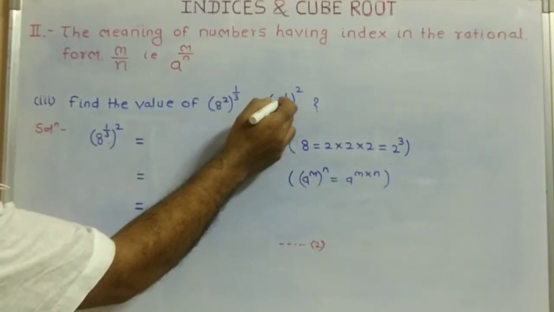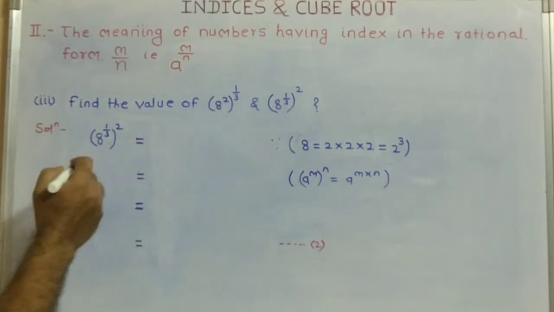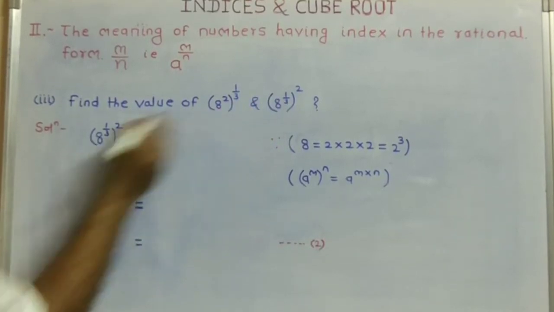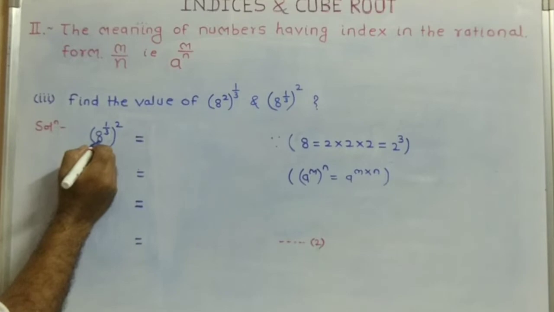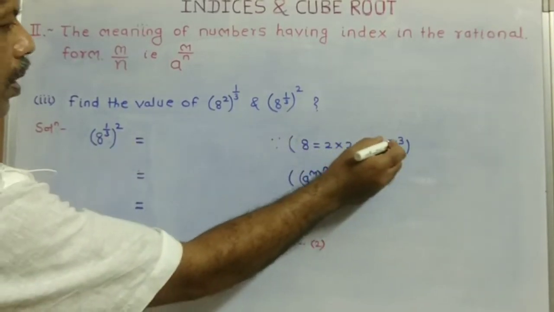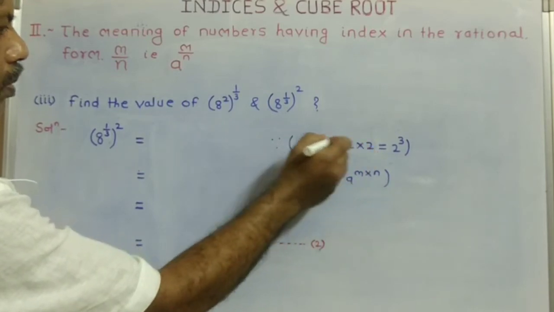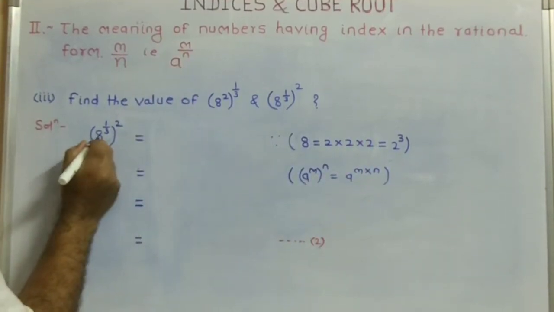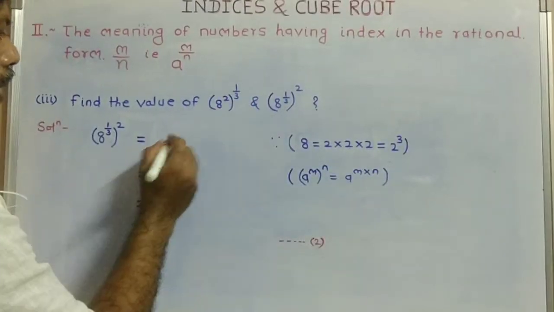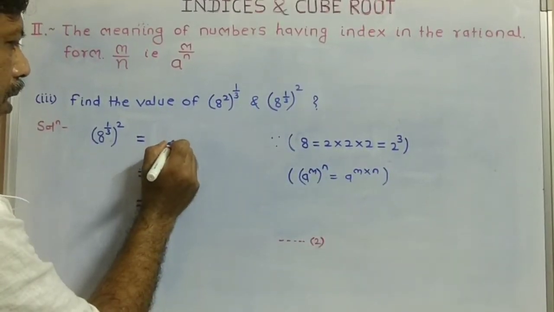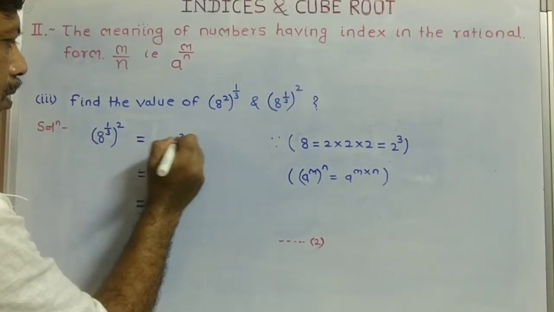We will find the value of 8 to the power 1 upon 3 bracket square. Here, I have written this quantity. I know that 8 can be written as 2 to the power 3, that is 2 into 2 into 2 means 8. That is, 2 twos are 4, 2 fours are 8. Therefore, I am replacing this 8 with 2 to the power 3. Therefore, I am writing here 2 to the power 3.